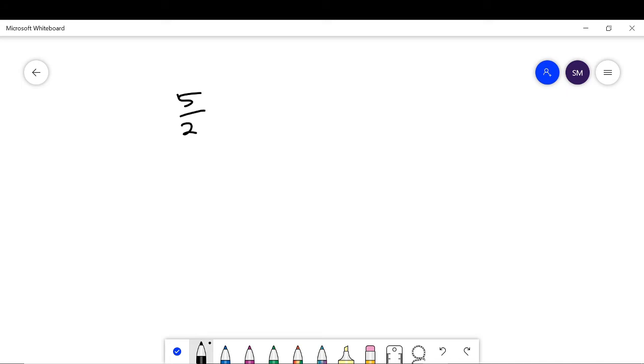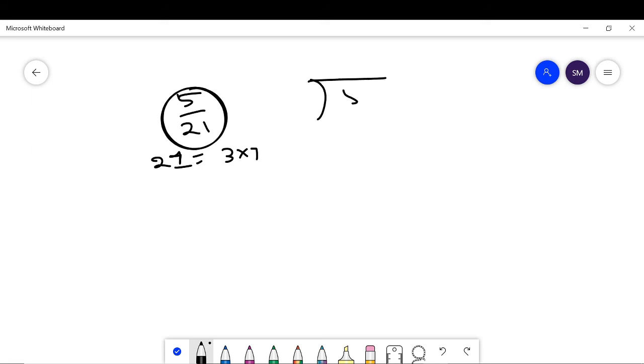5 upon 21. When we prime factorize 21, it gives us 3 into 7. We do not get this as a terminating decimal number. Look here. 21 doesn't go into 5, so put the decimal point and 0. 21 twos are 42, then 8, 0. Then 21 threes are 63, then this is 17, 0.